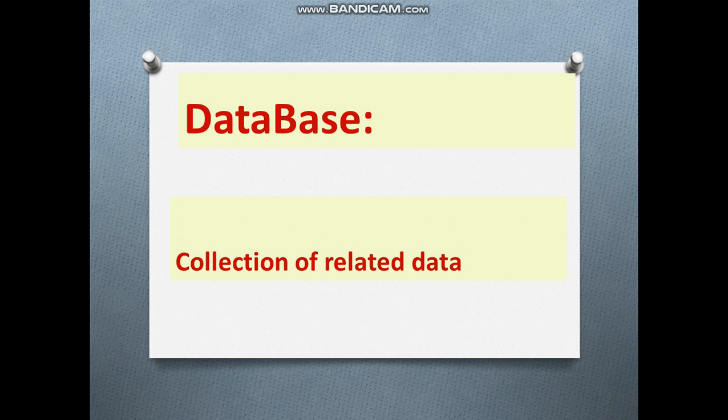Suppose we have a list of employees, departments, managers, like that. If we combine all these things together, it will form a database because this is related data. So why are we forming the database? So that we can derive some information, like how many employees are in a particular department, what are the salaries of the employees, like that.